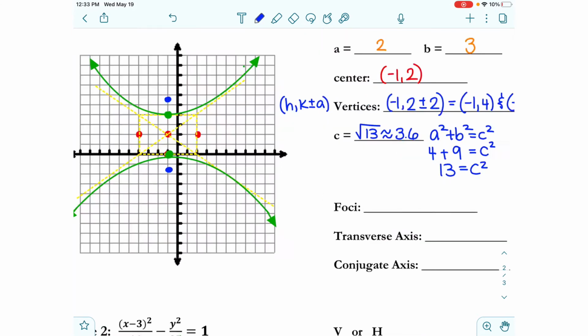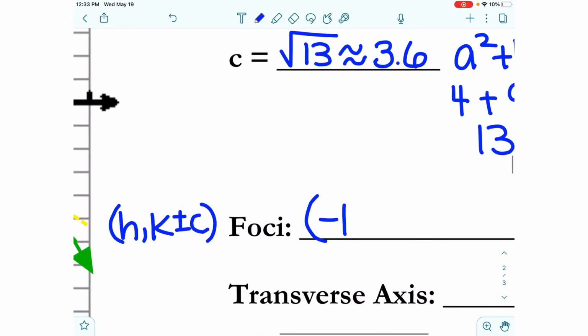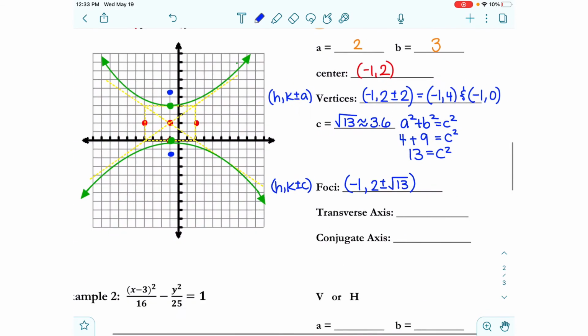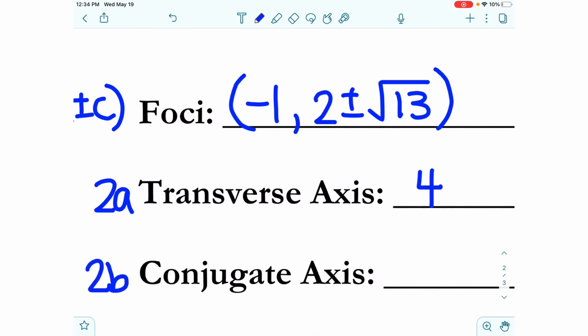So for the focus points, we moved up and down. So the formula is H comma K plus or minus C, -1 comma 2 plus or minus root 13. Those are the focus points, and transverse axis is 2A. So 2 times 2 is 4, and conjugate axis is 2B. So 2 times 3 is 6.